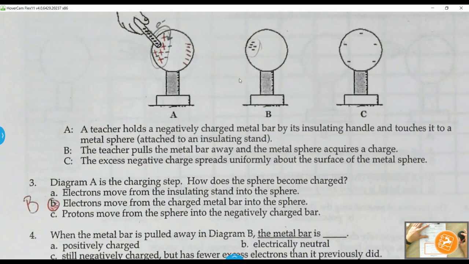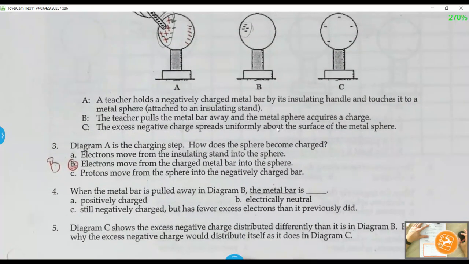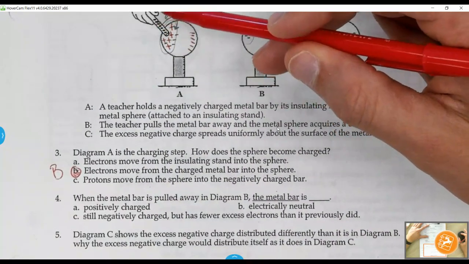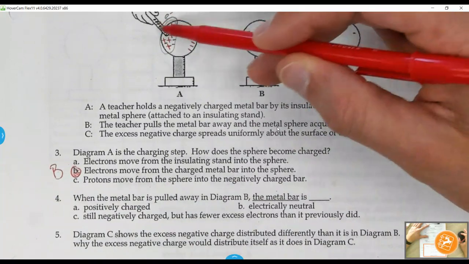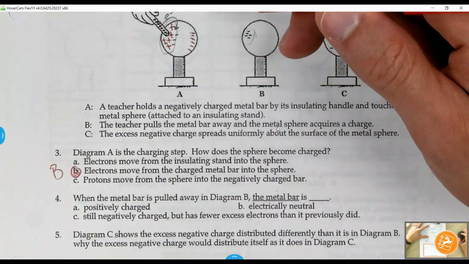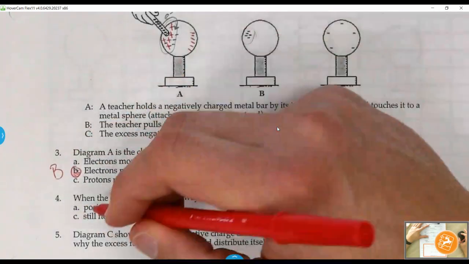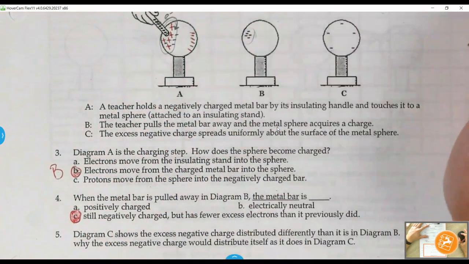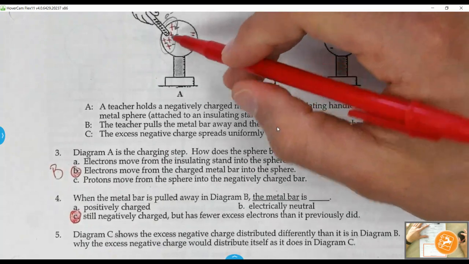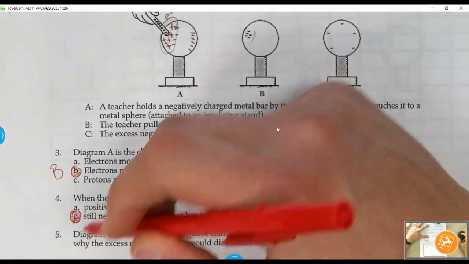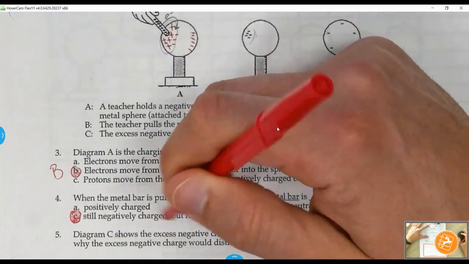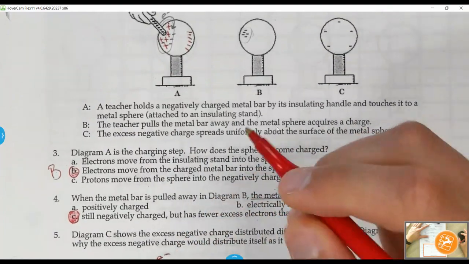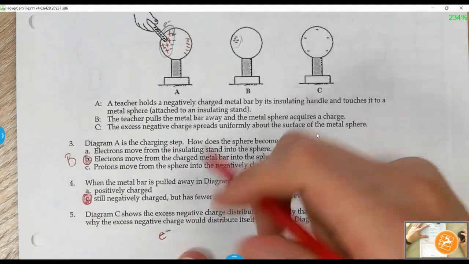When the metal bar is pulled away in diagram B, now the metal bar is what kind of charge? Okay, well now they're asking about this thing. Did it lose all of its negative charge? No, it lost some. So the rod or metal bar is still negatively charged, but it has fewer excess electrons than it did. Why? Because some of them jumped onto the sphere. Diagram C shows a completely different charge distribution. Just say that the electrons repel each other.